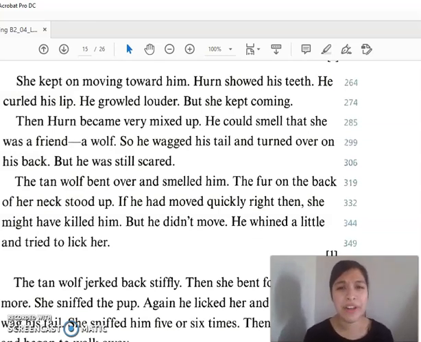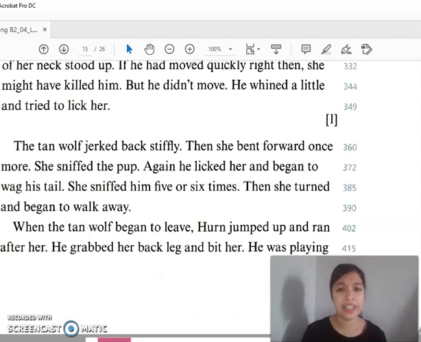He curled his lip. He growled louder, but she kept coming. Then Hearn became very mixed up. He could smell that she was a friend, a wolf. So he wagged his tail and turned over on his back, but he was still scared. The tan wolf bent over and smelled him. The fur on the back of her neck stood up. If he had moved quickly right then, she might have killed him. But he didn't move. He whined a little and tried to lick her.